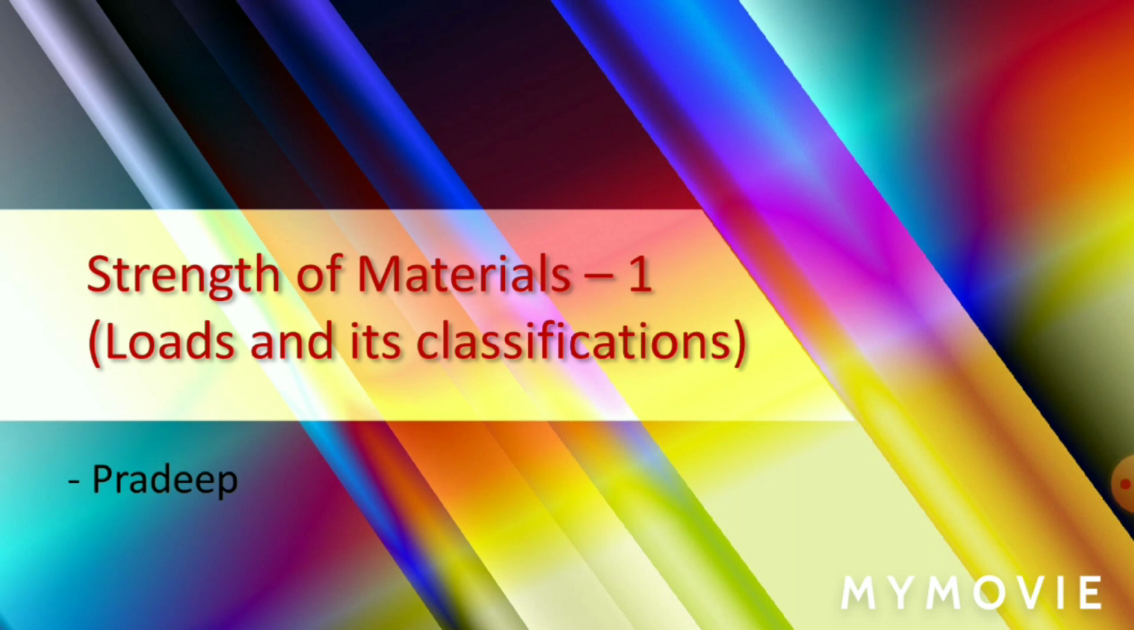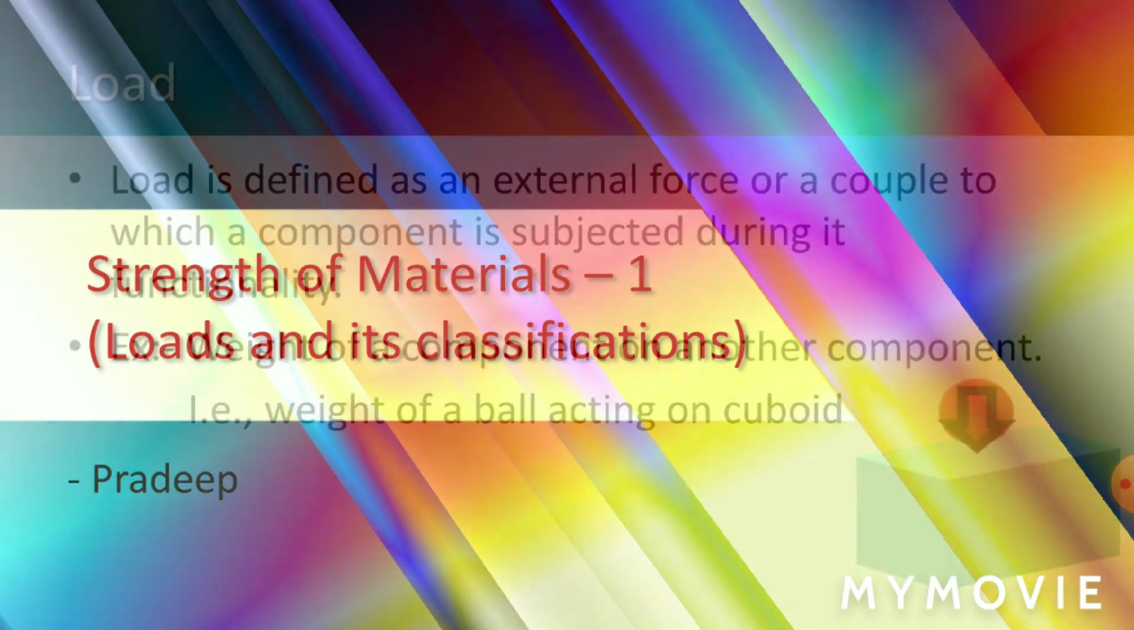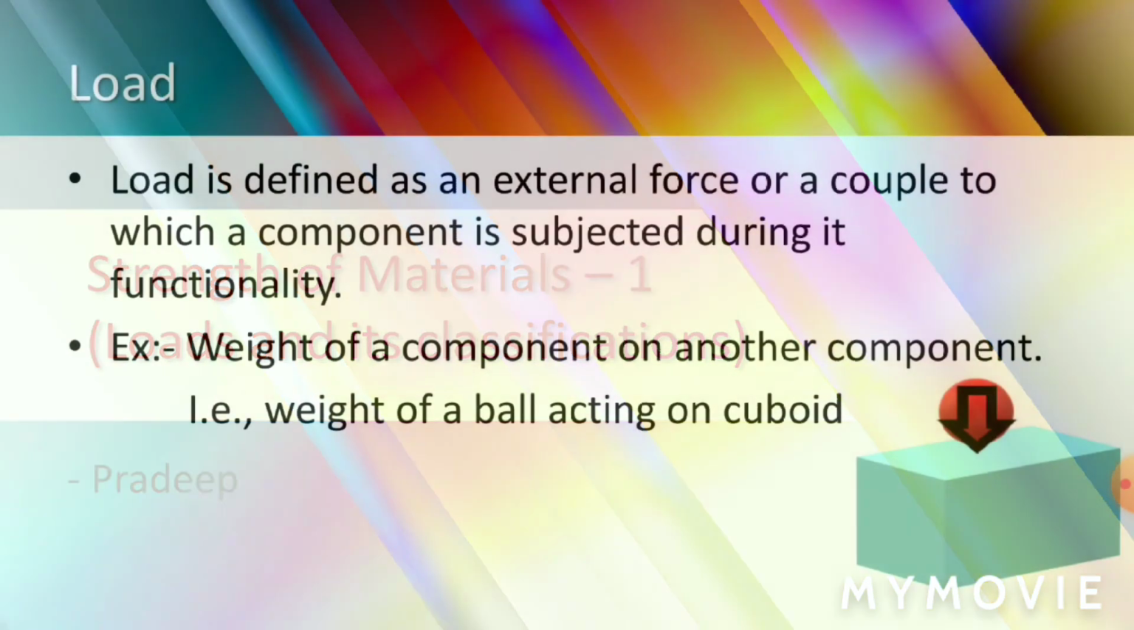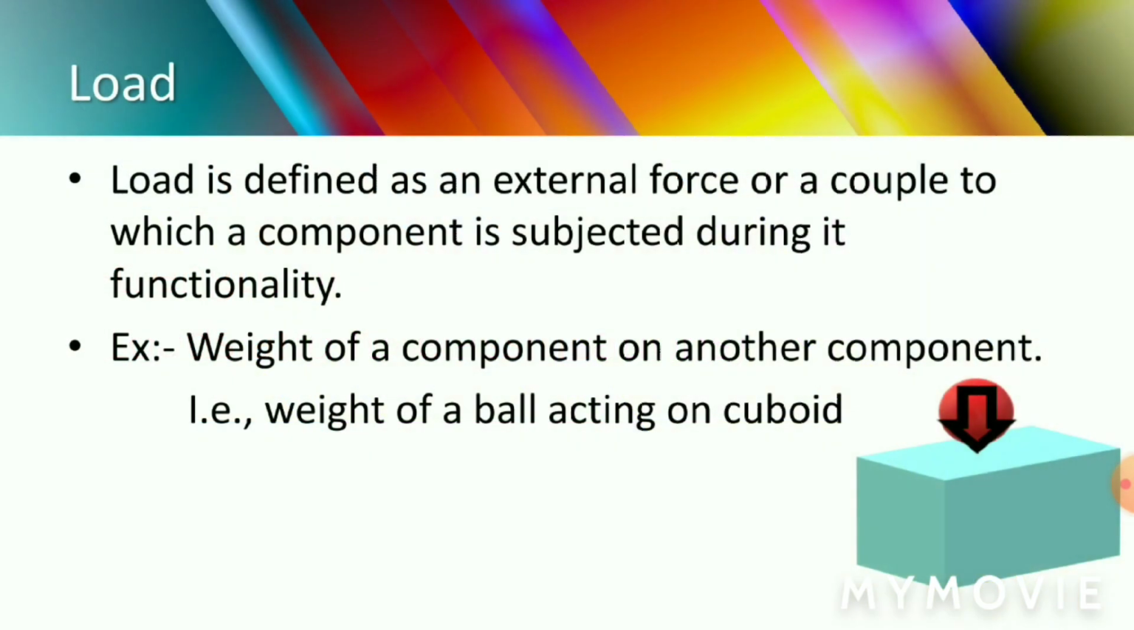Today we are learning about loads and their classifications from strength of materials. First of all, what is meant by load? Load is defined as an external force or couple to which a component is subjected during its functionality. Any component may be subjected to different types of loads during its functionality. For example, a piston cylinder element or a crank rod can be subjected to many loads like tension, compression, and so on. We'll learn all those things in later classes.